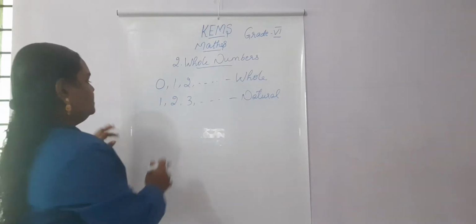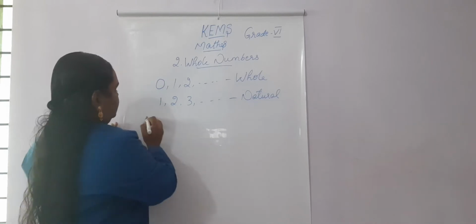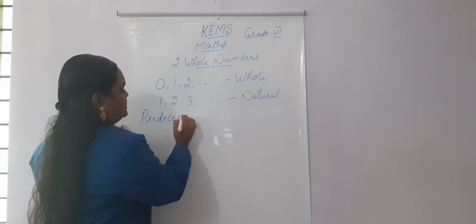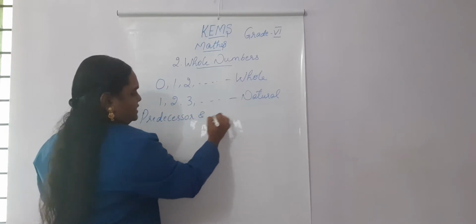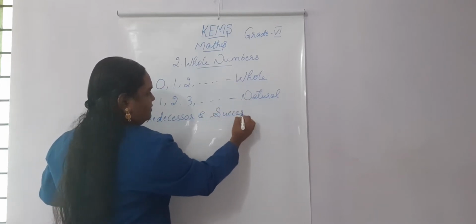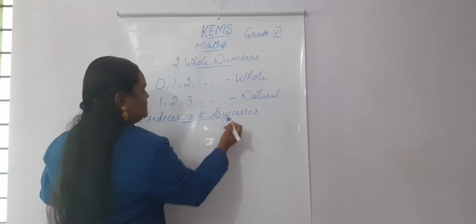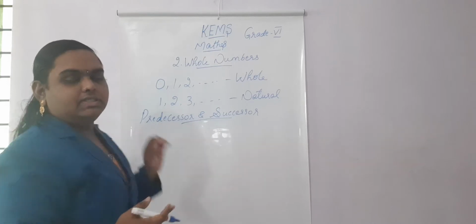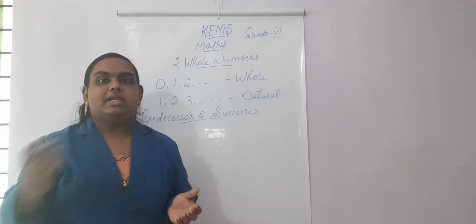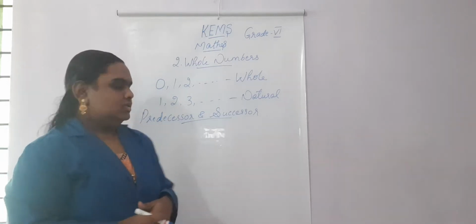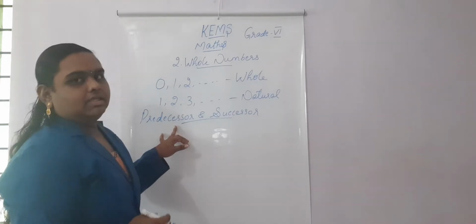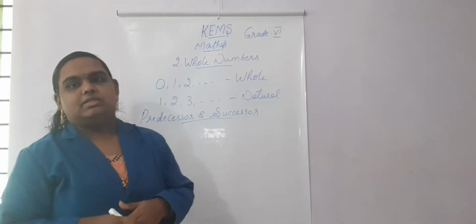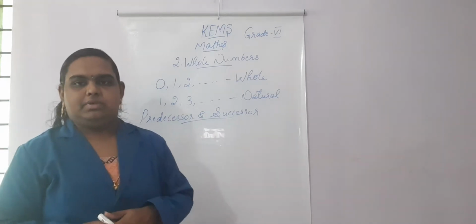Okay. So, now we have to find the predecessor and successor. What is predecessor and what is successor? Predecessor and successor is nothing but what you have already learned as the before number and after number, isn't it? So, the predecessor is nothing but the before number. Successor is nothing but the after number.